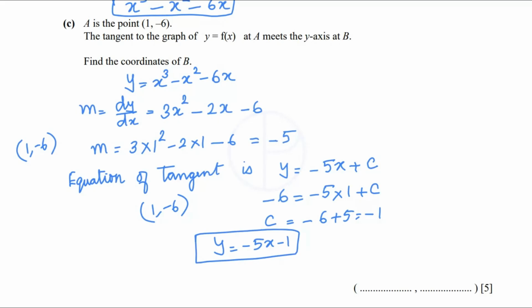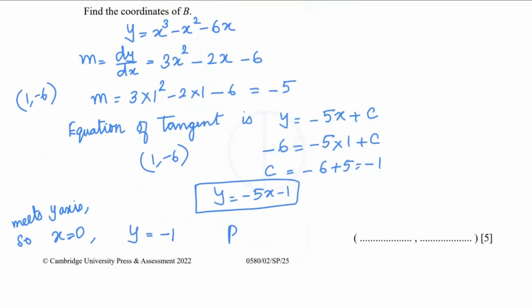Now we need to find the coordinate of B. B is a point when the tangent meets the y-axis. So x equal to 0. When x is 0, y is equal to negative 1. So the coordinate of B is, x coordinate value is 0 and y is negative 1. So 0 comma negative 1.